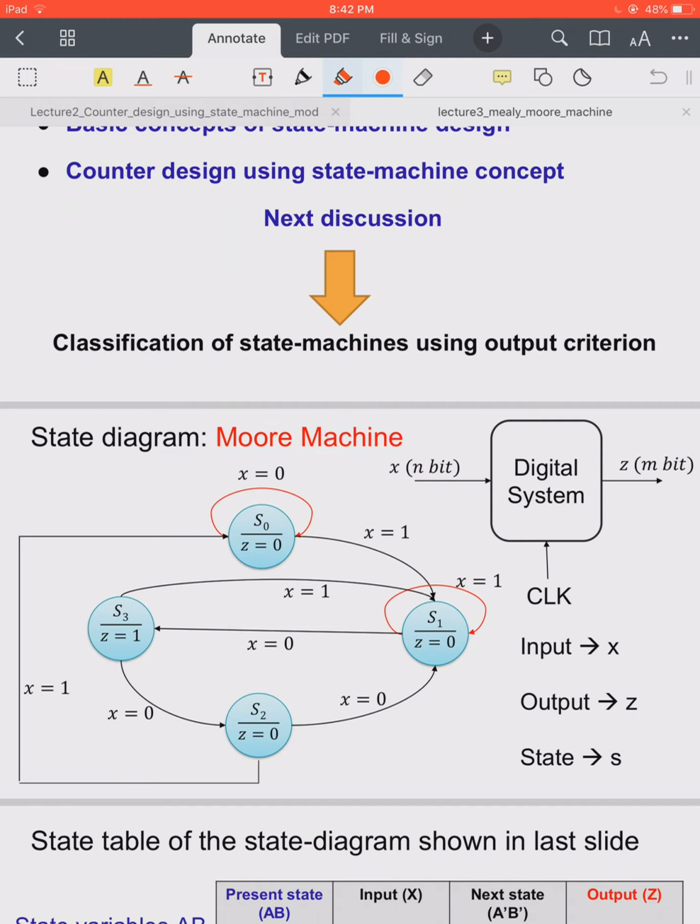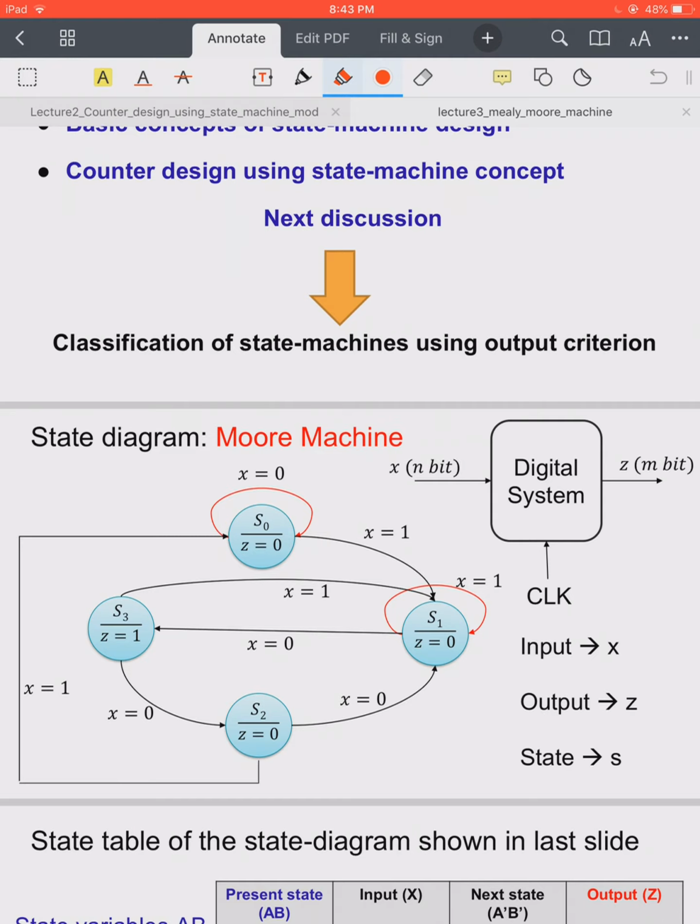So suppose at any particular time the circuit is at S0, and its input is x equal to 0, then it resides in the same state, it doesn't change its state, so it resides in S0. But if the input is x equal to 1, it goes to S1. Okay, so this way all the transitions are defined. But one thing you can notice is how the output has been defined.